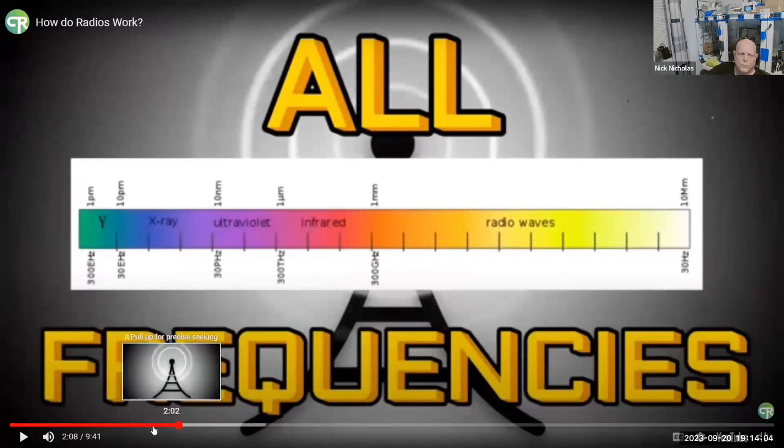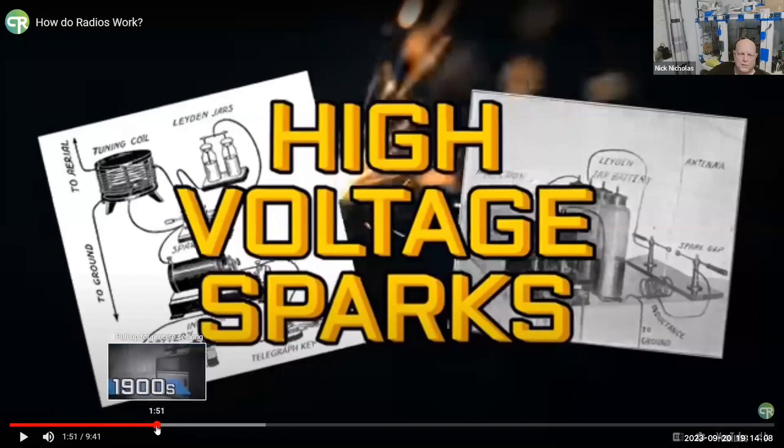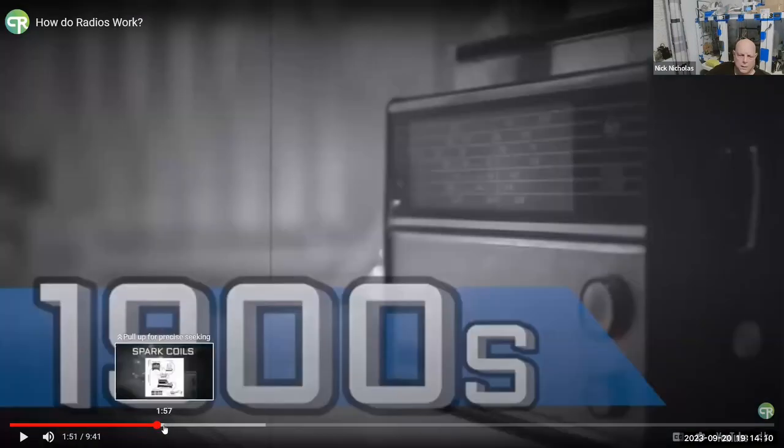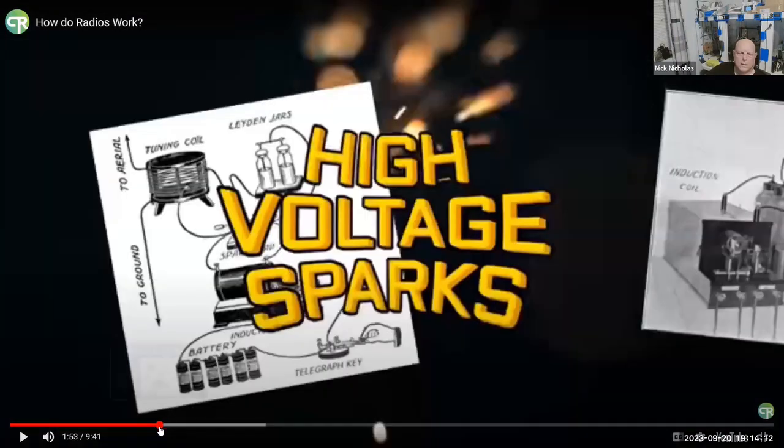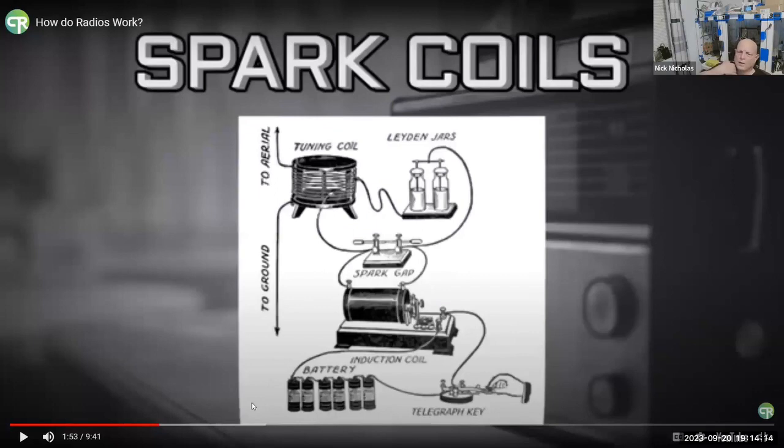I'm going to go back to that, because it's an important part of radio history. Spark gap is where we began, and I want to find that picture. There it is. Go back just a little bit more. Too far. Here we go. This is actually a good representation of a spark gap system. The one and only exception that I will tell you is that they refined this quite a bit. This is one of the earliest spark gap designs.